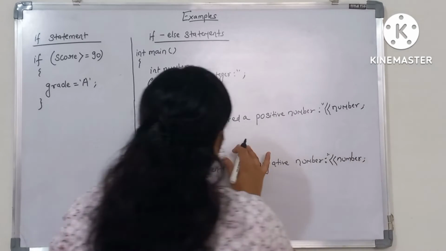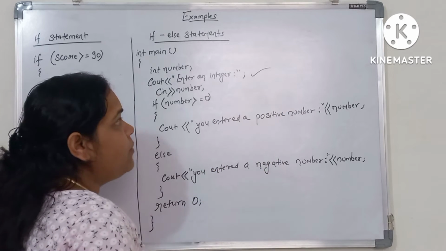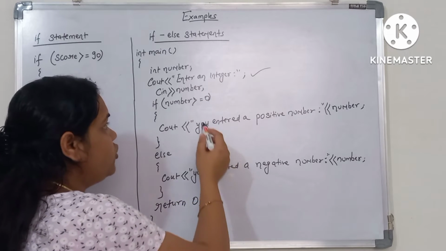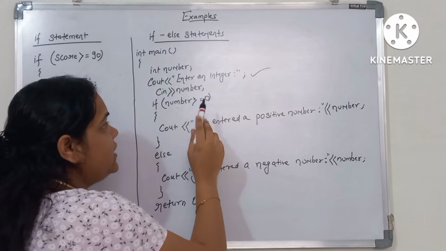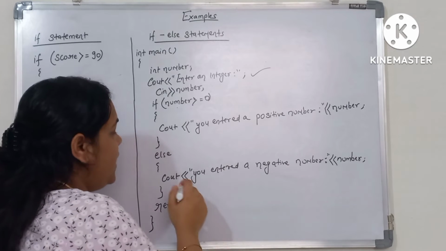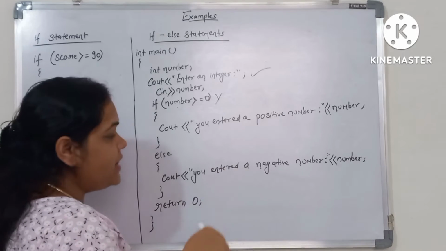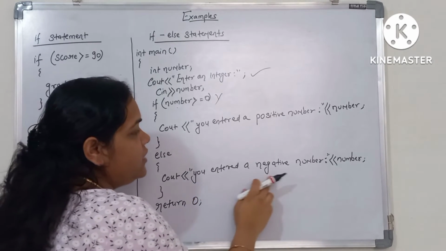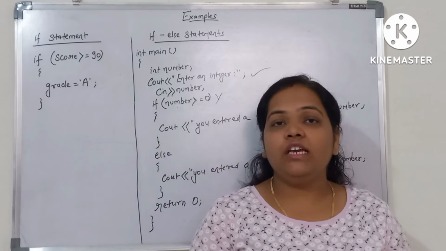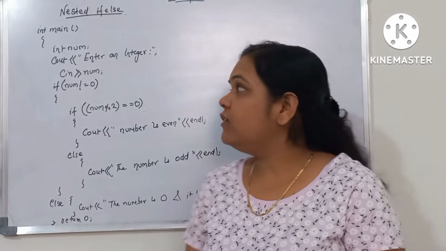Now next, if-else statement. First of all, you have to take any number from the user with the use of cout and cin, and you have to check if that number is greater than or equal to 0, then print you entered a positive number. Otherwise, if this condition is false, then you go in the else part and print you entered a negative number. So this is the example for if and if else. Now next, nested if else.